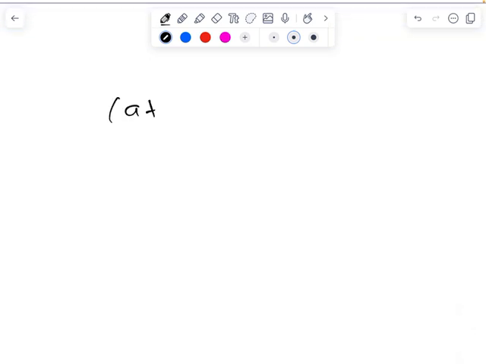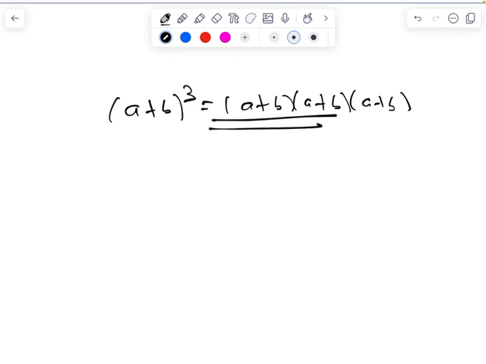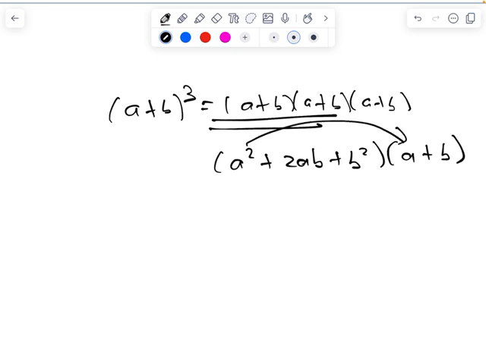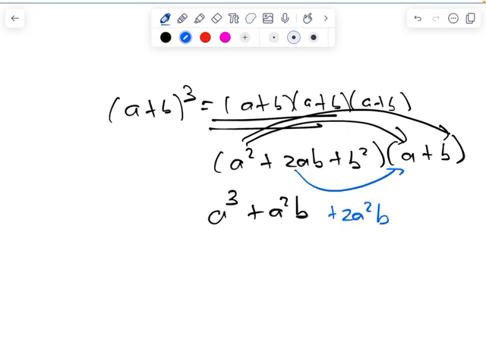So if we have a plus b cubed, that's a plus b times a plus b times a plus b. And if we evaluate just the first two terms of that, we end up with a squared plus 2ab plus b squared. But then we've got to take that and multiply by a plus b. Now when you do that, you're going to get a bunch of terms. You're going to get a cubed plus a squared b. And then let's take this one, and that's going to be 2a squared b, and that's going to be plus 2ab squared. And then we're going to get this one, and that's going to be plus ab squared, and then plus b cubed.